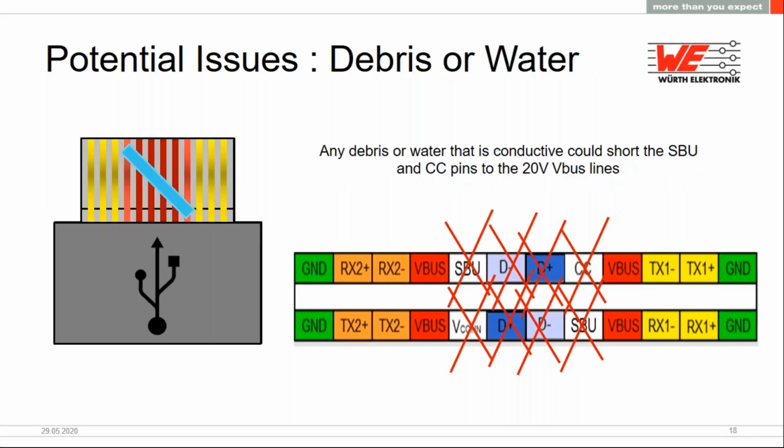Next potential failure is presence of debris or water in between the pins. Again, as we saw that the connector is small itself and the pitch of the pin is even smaller, if we have any air or dust or water present in between, again, we have a very likely chance of creating a short in between the voltage lines and the data lines, damaging our device.